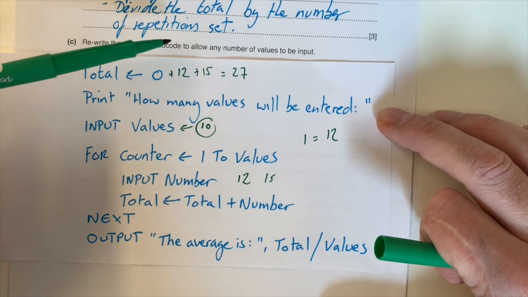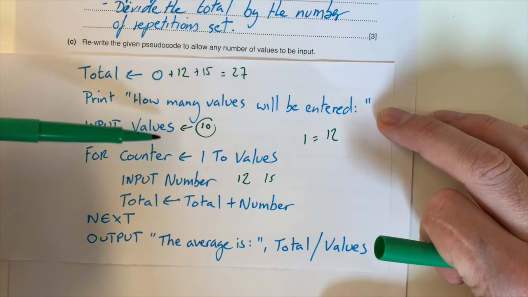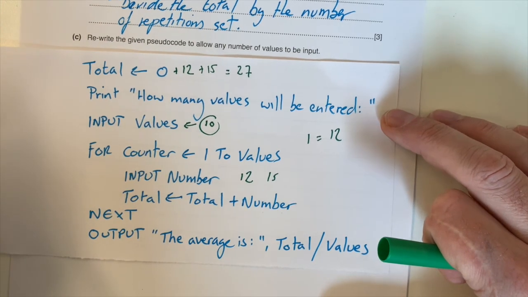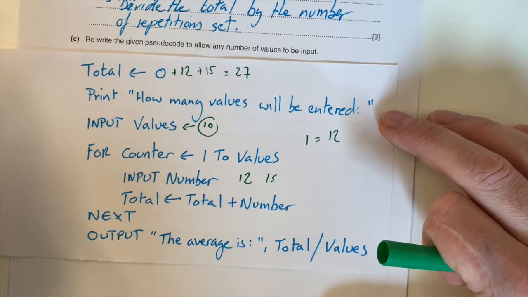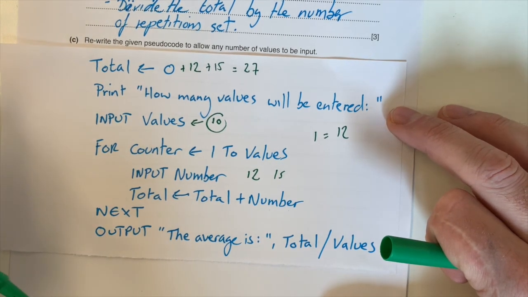Rewrite the given pseudocode to allow any number of values to be inputted. But you've got to set the values, or the user's got to set how many values they want. That would get you, in my opinion, please correct me if I'm wrong in the comments, but that should get me the full 5 marks on there.